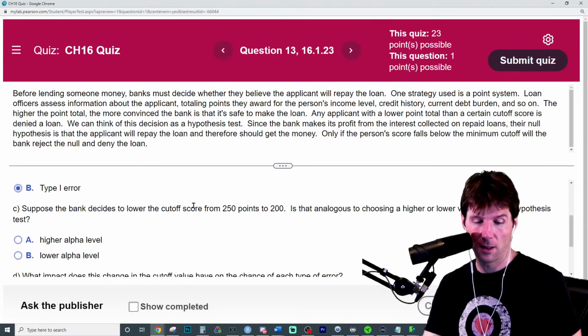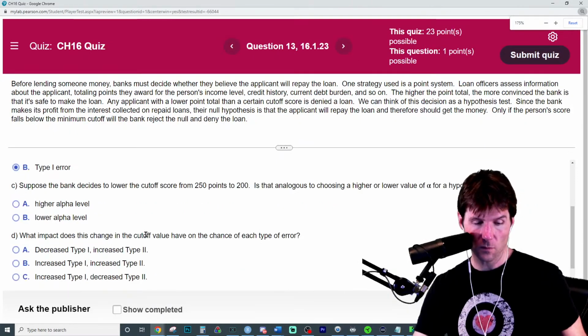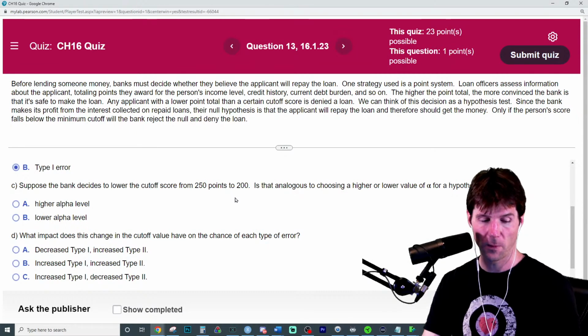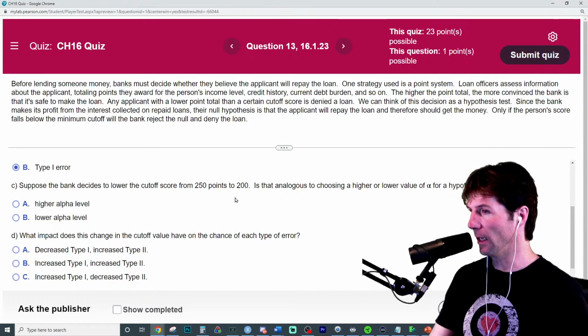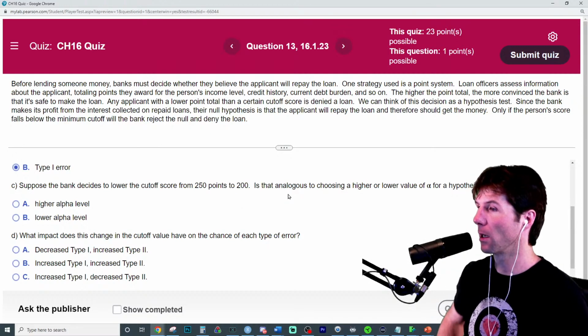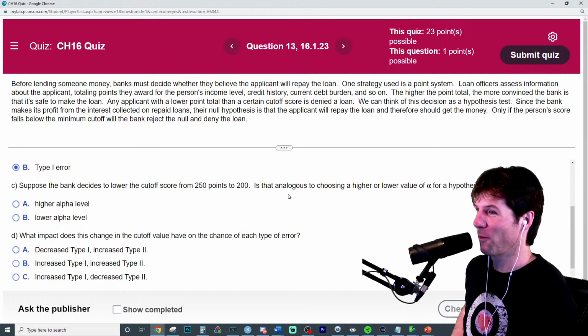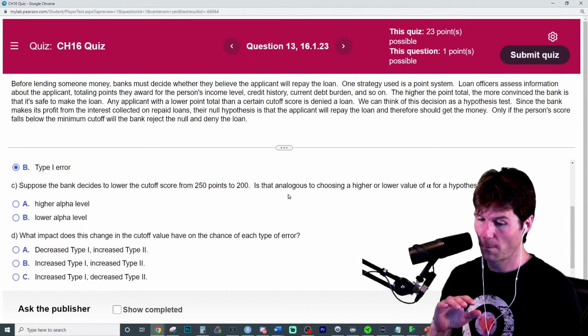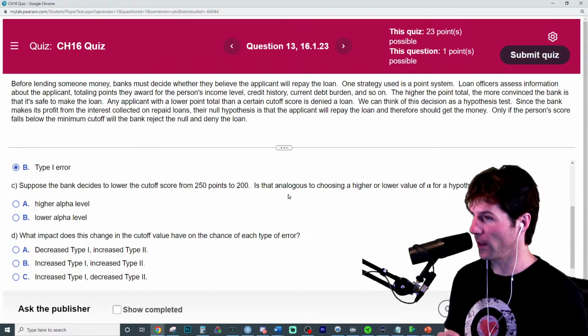Suppose the bank, let's lower the font. Suppose the bank lowers the cutoff. Okay, so they're making it easier. Got the tough questions here at the end. So they're lowering the cutoff rate. So if they're lowering the cutoff rate, this one is so interesting. I want to make sure I don't get it reversed. So you think they're going to allow more people to get loans, right?